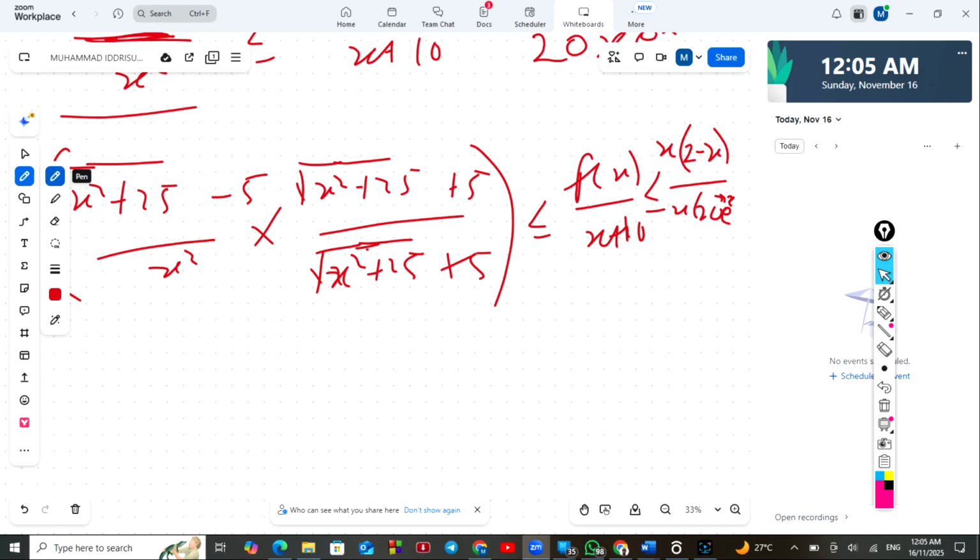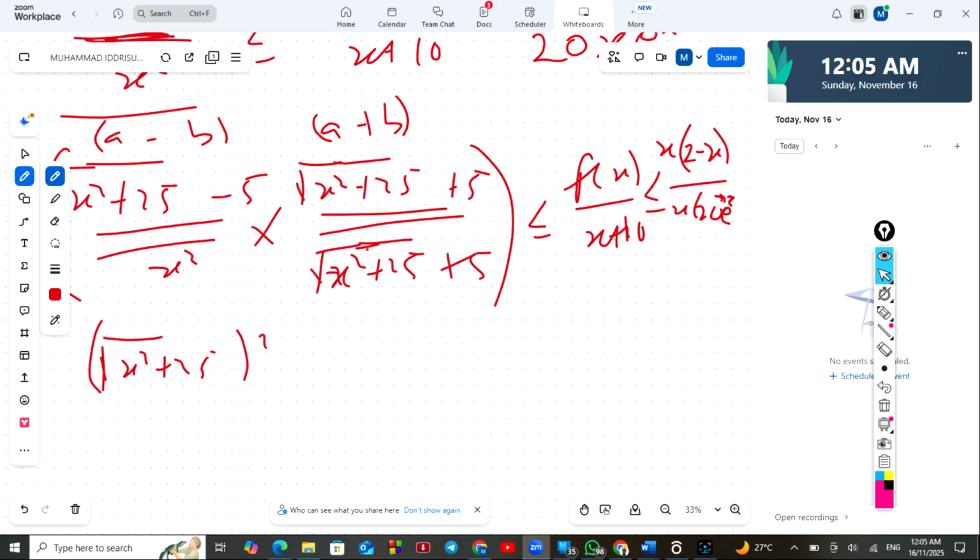So this times this is just difference of two squares. If this is our a and the 5 is our b, then it's just multiplying a plus b. So it's just difference of two squares. So you can just say that this is the same as root of x squared plus 25 all squared minus 5 squared all over x squared multiplying the square root of x squared plus 25 plus 5.